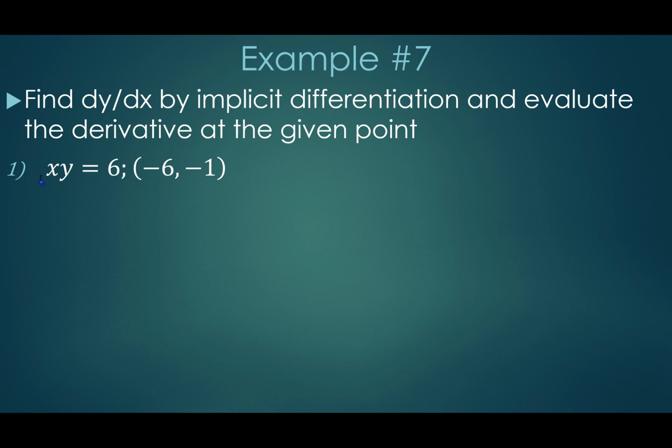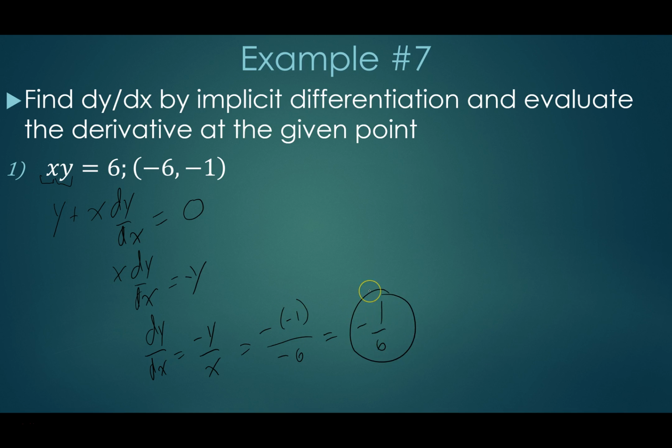So, again, product rule. Derivative of the first is 1, so it just becomes y, plus the first times derivative of the second, so it's x dy/dx equals 0. Derivative of 6 is 0. So, to solve for dy/dx, we must subtract y from both sides. So we get x dy/dx equals negative y. Then we divide both sides by x to get dy/dx equals negative y over x. I now plug in the given values, so negative of negative 1 divided by negative 6 will give us negative 1/6 for our answer.